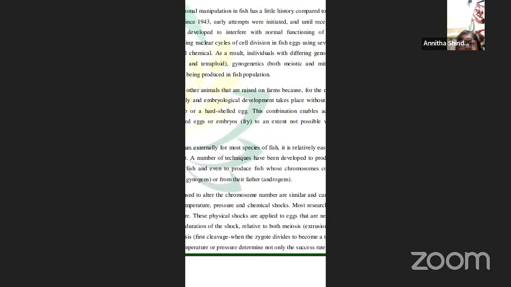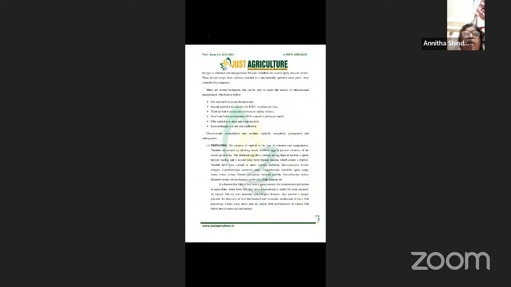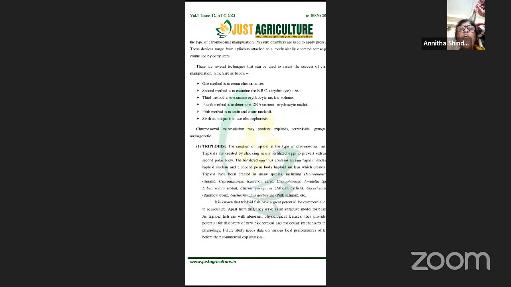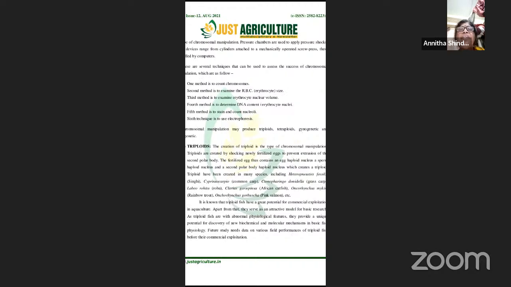The exact timing and the duration of the shock relative to the meiosis and the mitosis, and the exact temperature or the pressure, determine not only the success rate but also the type of chromosomal manipulation. So pressure chambers are used to apply pressure shocks.